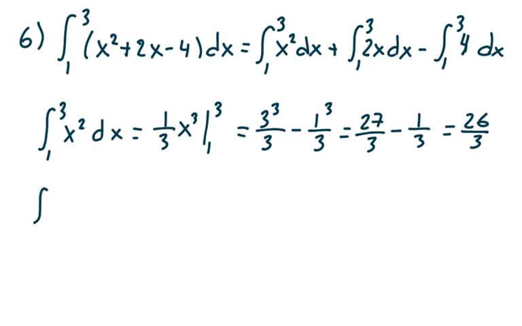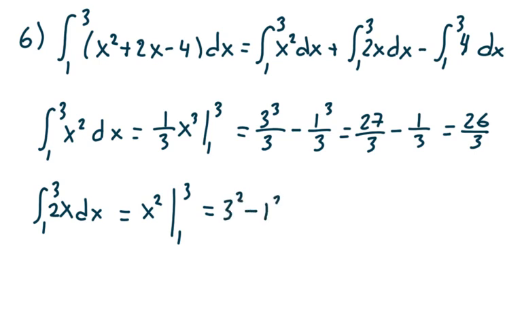Now look at the second integral. So we get the integral from 1 to 3 of 2x dx. So this is x squared evaluated from 1 to 3. You get 3 squared minus 1 squared. So notice, replace x with 3, replace x with 1, and subtract the results. So we always go from upper to lower, right? And so this is 9 minus 1, which is 8.